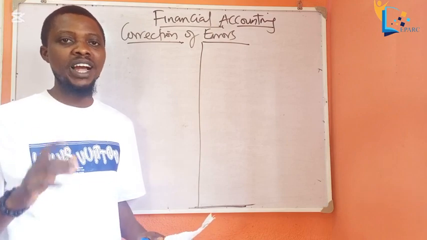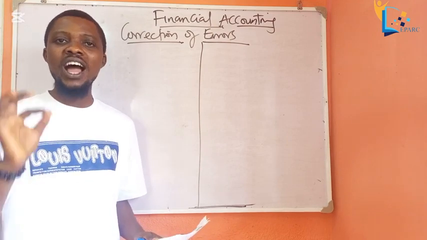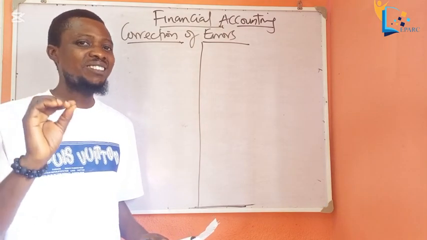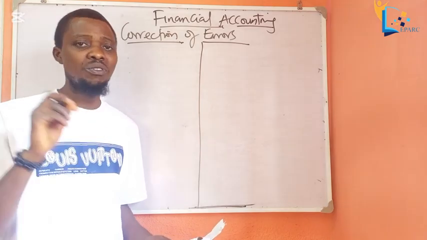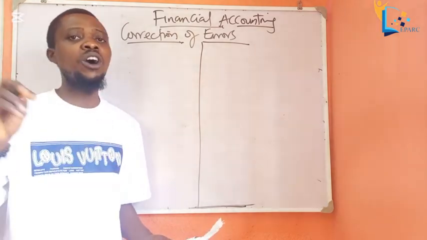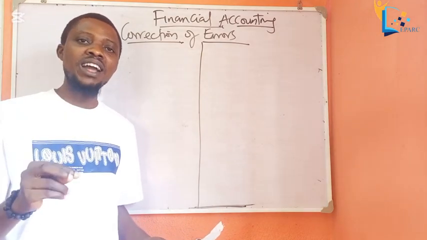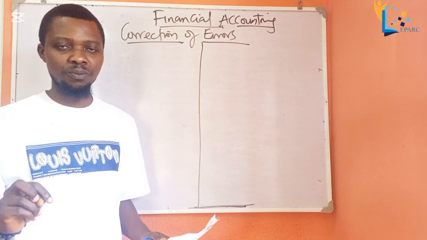Number 1, I need you to take down notes. Number 1, identify the kind of error, okay? If it's an error that will affect the trial balance or an error that will not affect the trial balance, that's number 1. Step number 2, identify the 2 accounts involved.